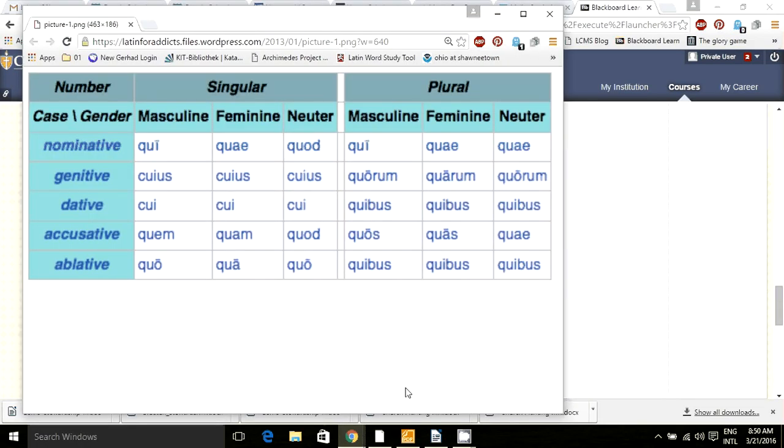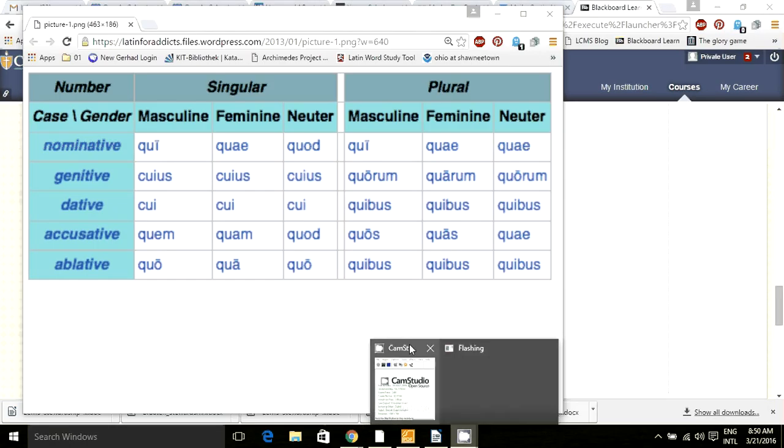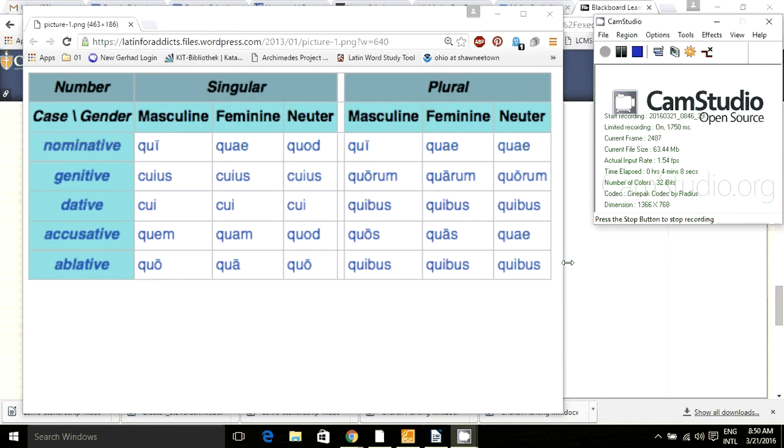So cuius is of whom with the genitive, but of course we have special words for of whom, whose, or of him, his. So that's how those work. All right, you get the idea. Let's take a look at the vocabulary.